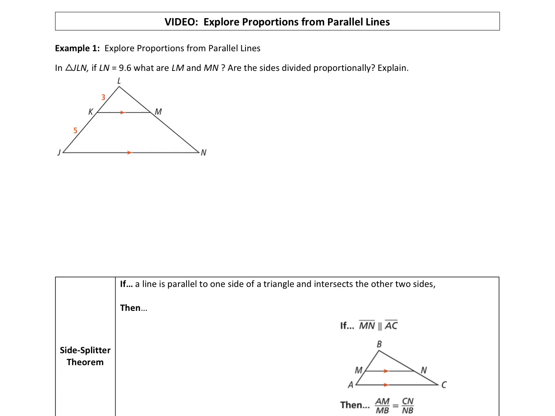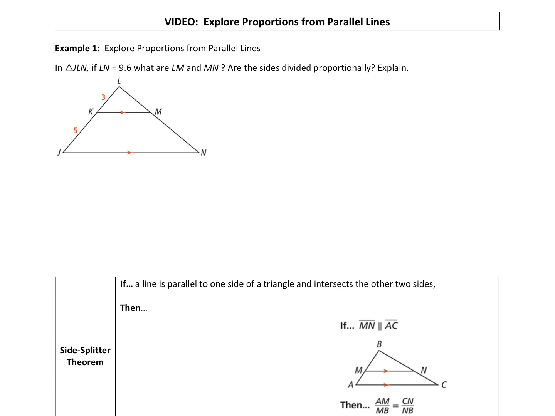All right, in our first example, we're going to explore proportions that may be formed from parallel lines. So in triangle JLN, the whole triangle JLN, if LN equals 9.6, what are LM and MN? Are the sides divided proportionally, and explain?